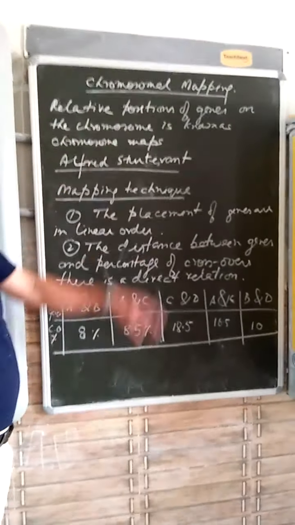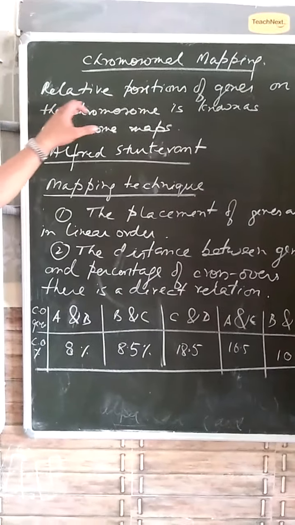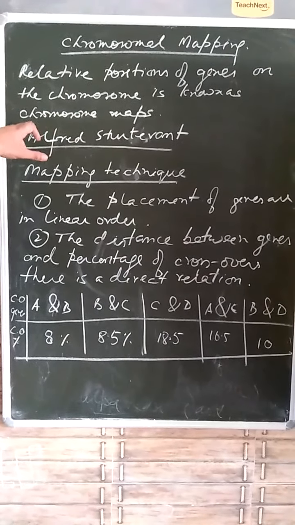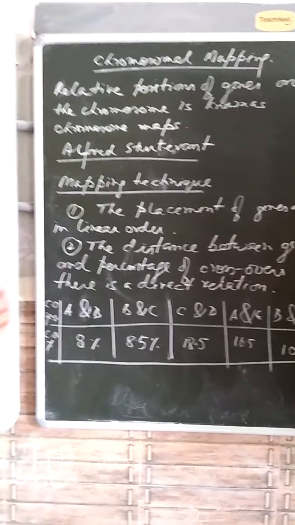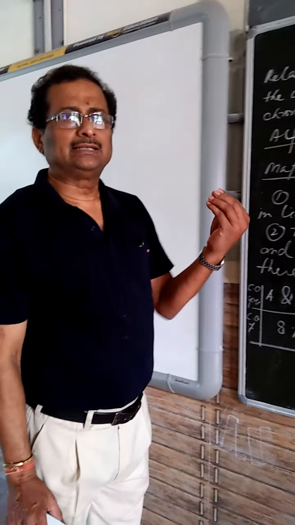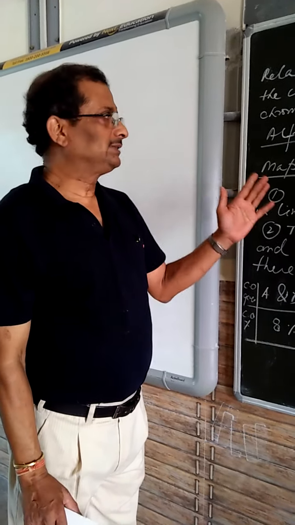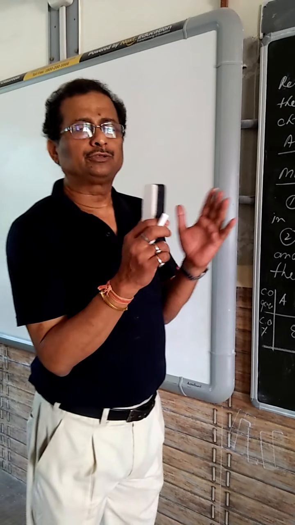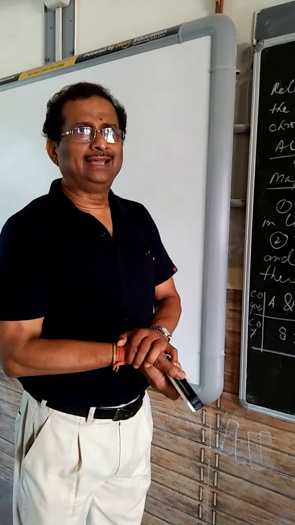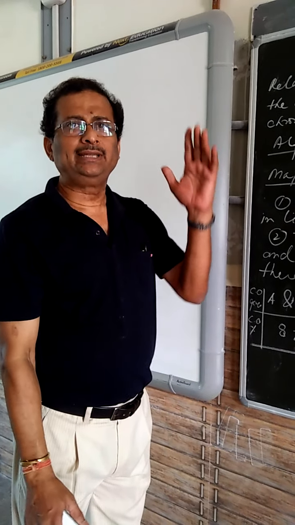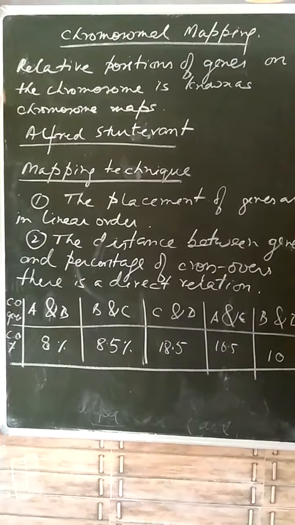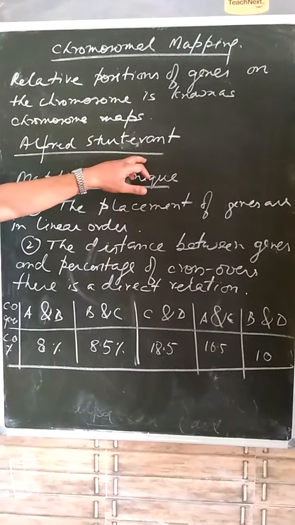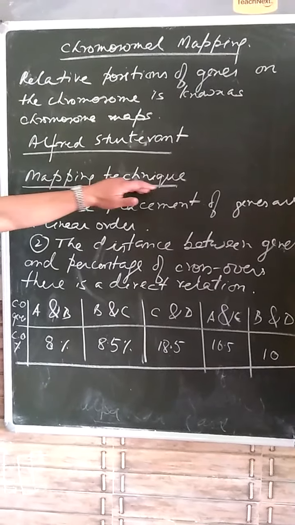Now, let us come to what is chromosomal mapping? The relative position of the genes on the chromosome is known as the chromosomal map. Now, this crossing over takes place among the genes, and we express it as a percentage of crossover. This percentage of crossover is directly proportional to the distance between the two genes, because most of the genes are said to be in a linear position. This mapping technique was found by Alfred Sturtevant. And in the mapping technique, there are certain assumptions.